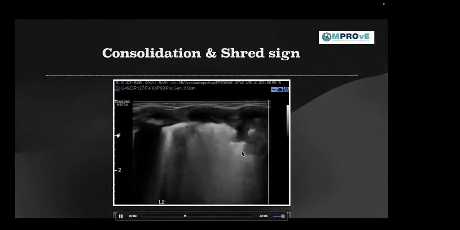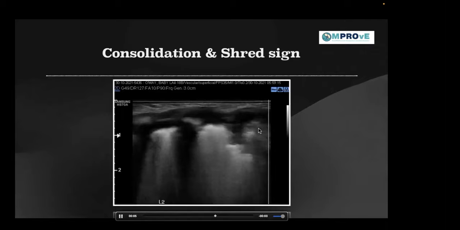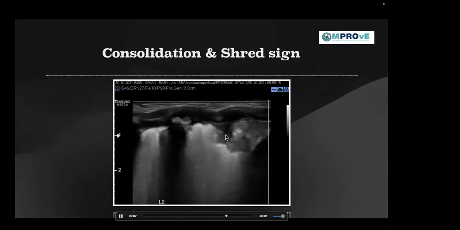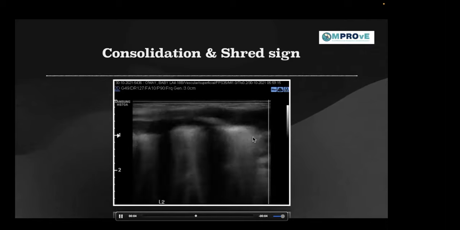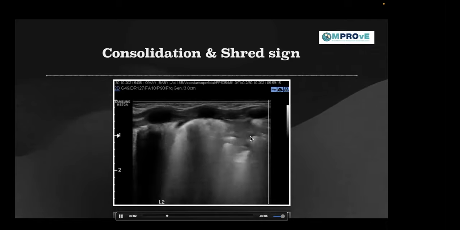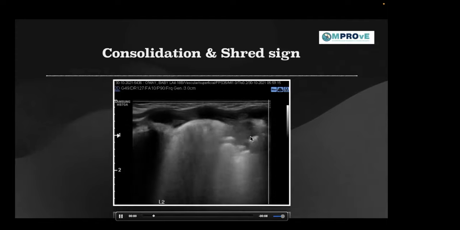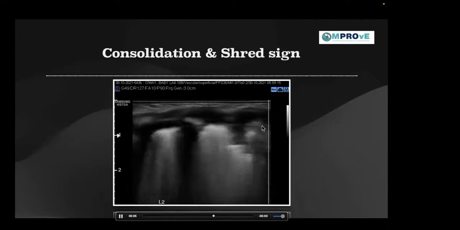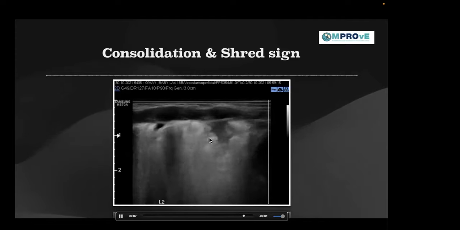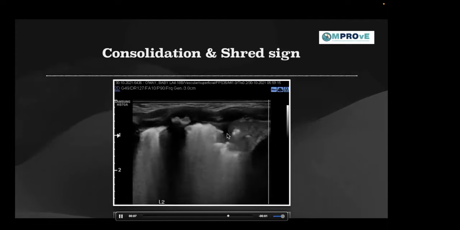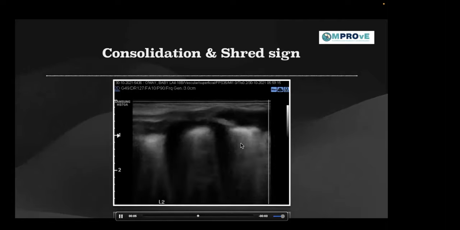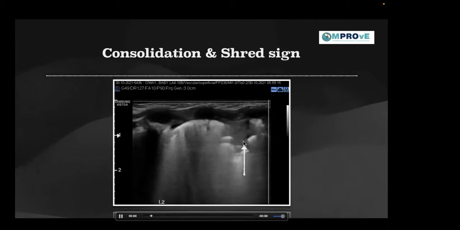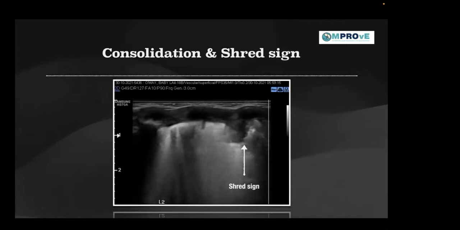Again, a nice area of consolidation here where you can see an anechoic or hypoechoic center. Again, very suspicious of an infective, pneumonic process. And you can see quite a broken, I would not say pleural line, but quite a consolidated area with a broken irregular margin. So that's your shred sign. And this anechoic area is your consolidated area.